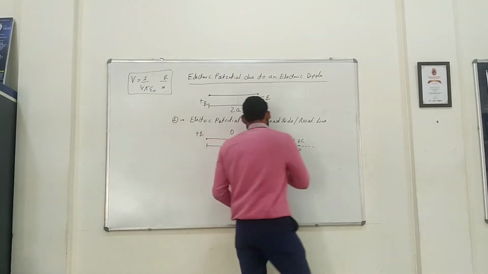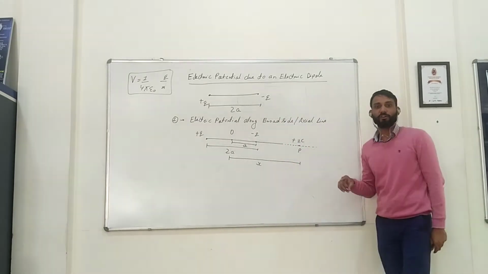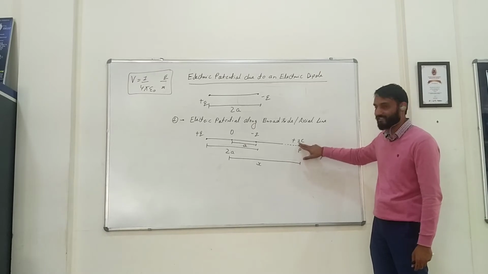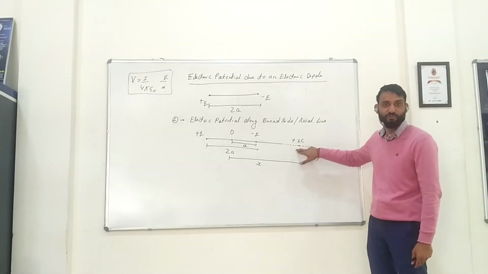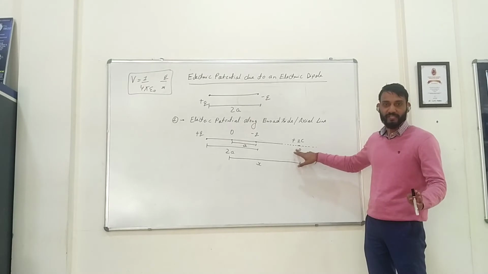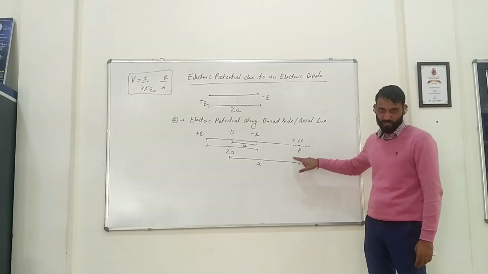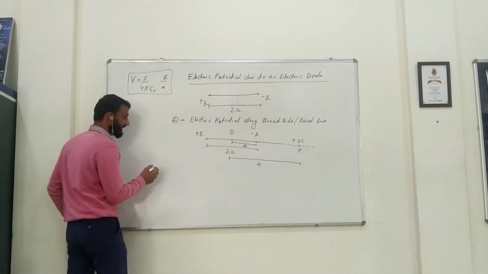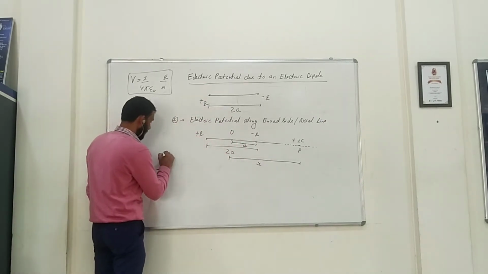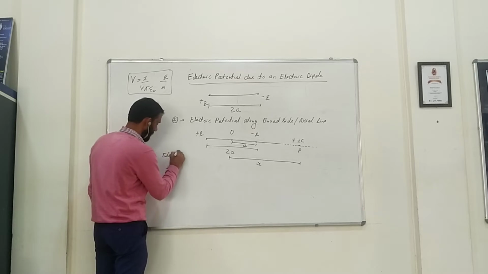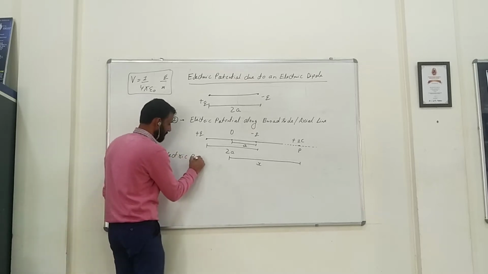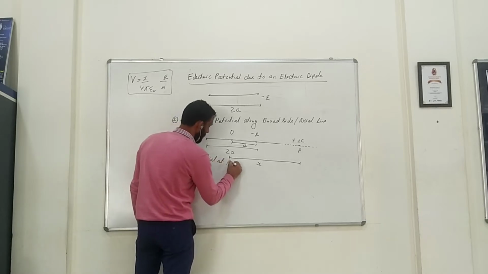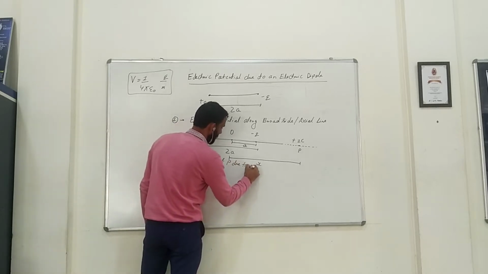Now if you remember, in order to calculate the electric field or electric potential, we always place a unit positive test charge at that particular point where we want to calculate the electric field or the electric potential. So we have kept this charge. Now electric potential at P due to plus Q.